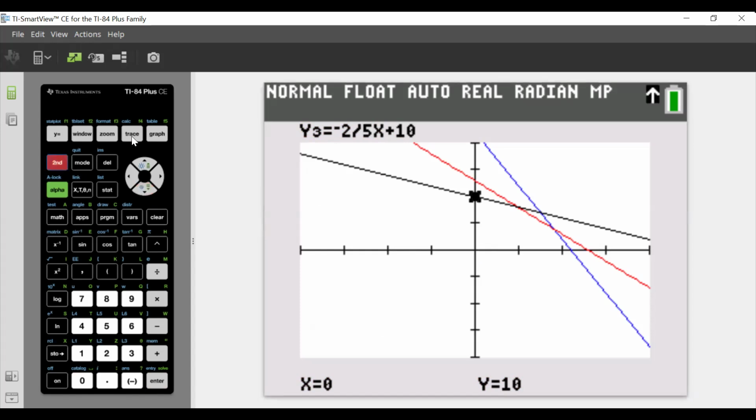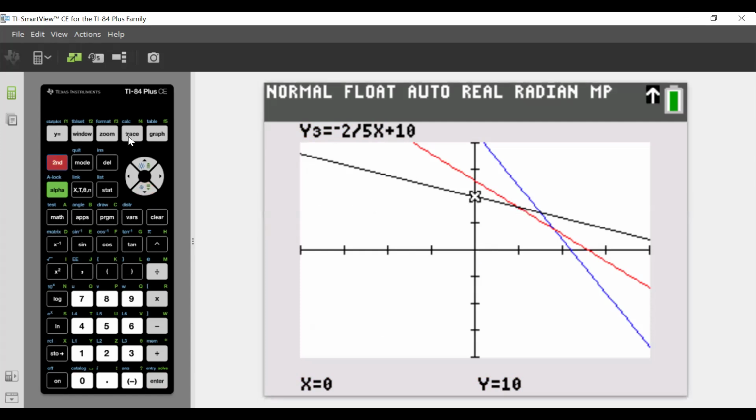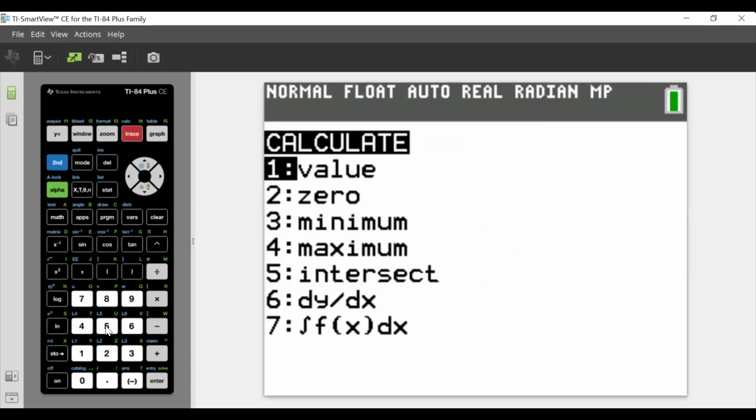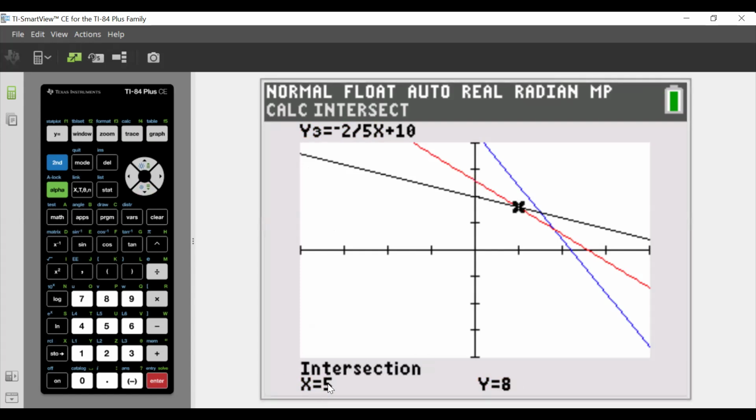Now, next thing we can do is find the point here. That's going to be an intersection, so we can do number 5. And we want the intersection between the red line, so we hit enter, and the black line, so we hit enter. And there's only one place where it intersects, so instead of moving over, I'm just going to guess. And now it tells me 5, 8 is that point.